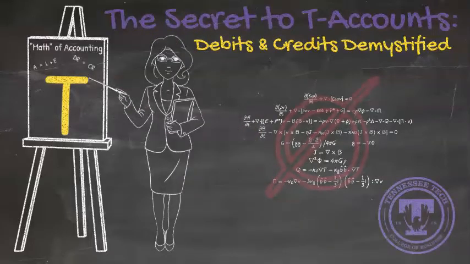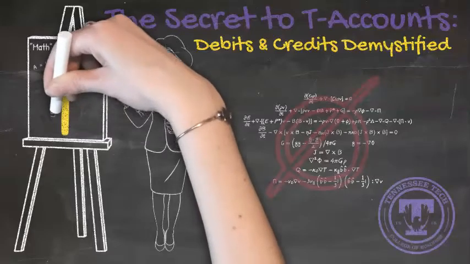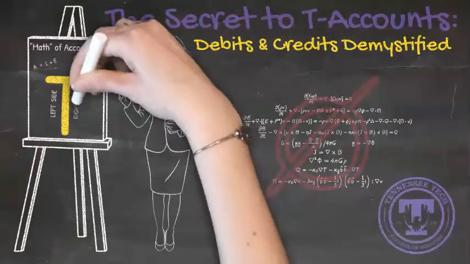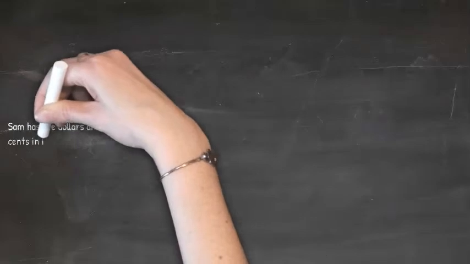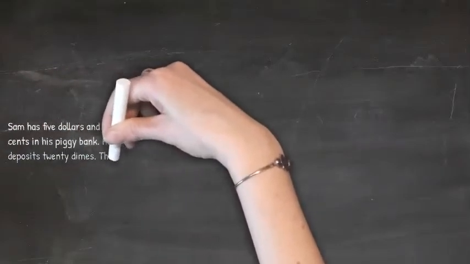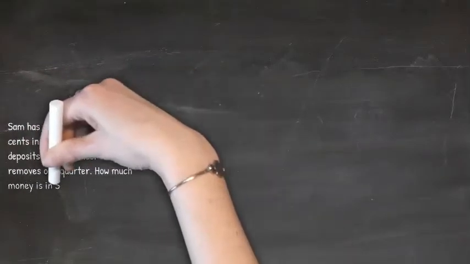Bookkeepers and accountants keep the records of individual accounts by entering numbers on the left and right-hand side of this T. Let's take a closer look. Sam has $5.50 in his piggy bank. He deposits 20 dimes. Then he removes 1 quarter. How much money is in Sam's piggy bank?